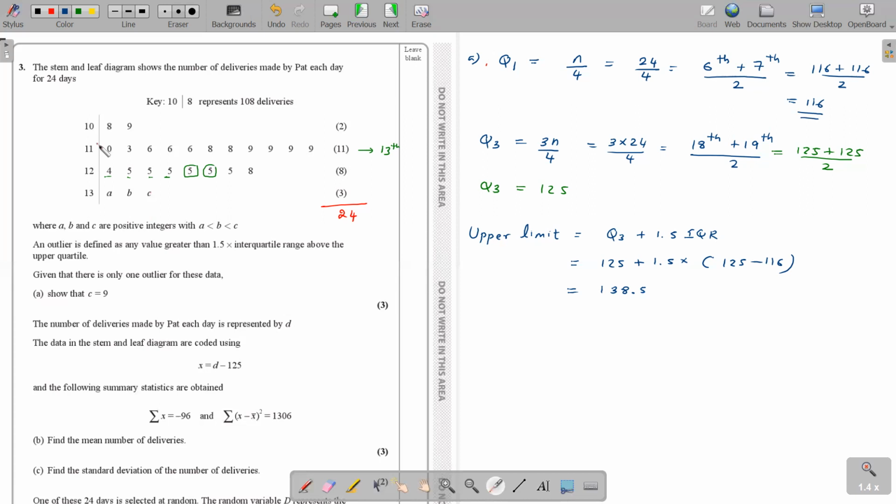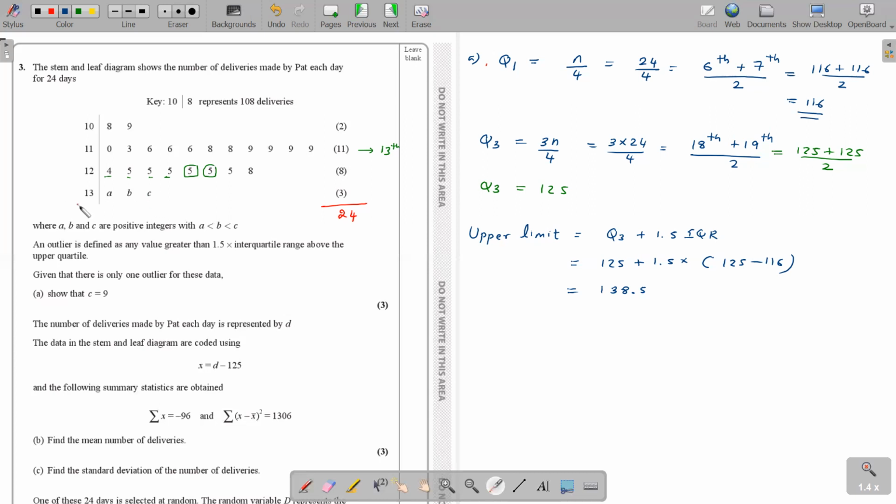From this data set, which is fully arranged, this last value with the C has to be the outlier because it's the biggest value. And the upper limit is 138.5. So if the upper limit is 138.5, then anything that jumps above that is an outlier. So what can I have for C here?